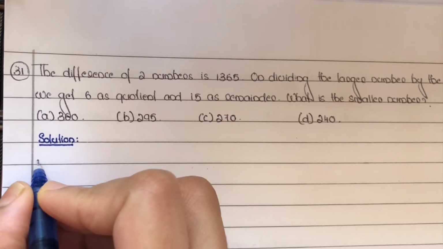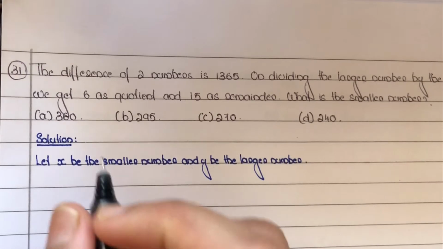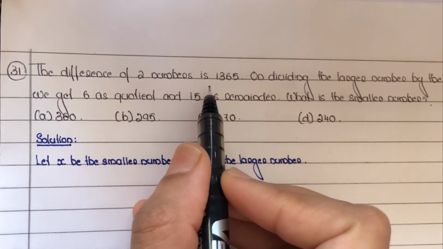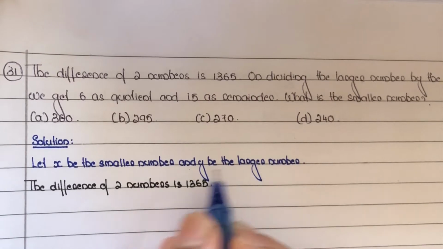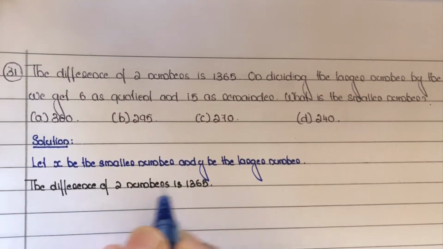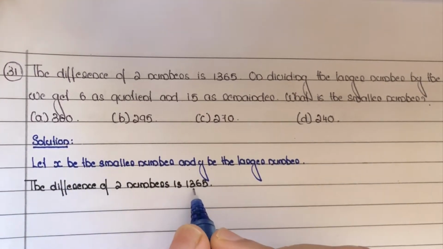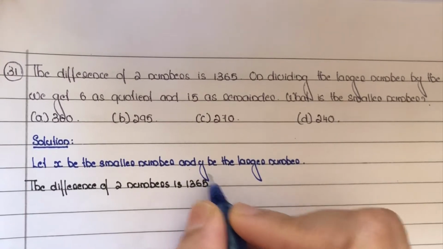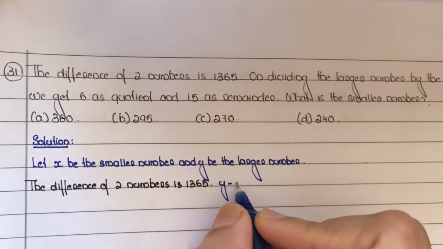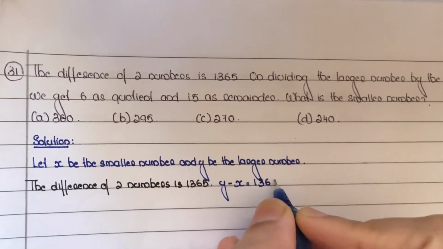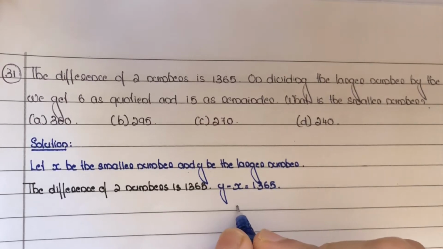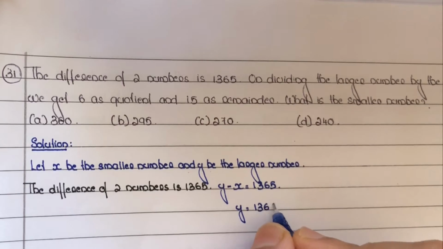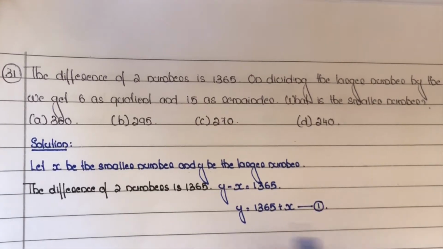First step, let x be the smaller number and y be the larger number. The first line is the difference of two numbers is 1365. Here we assume x as the smaller number and y as the larger number. As per the question, the difference of two numbers, that means larger number minus smaller number, is equal to 1365. That is, y minus x equals 1365. So y is equal to 1365 plus x. Equation number 1.